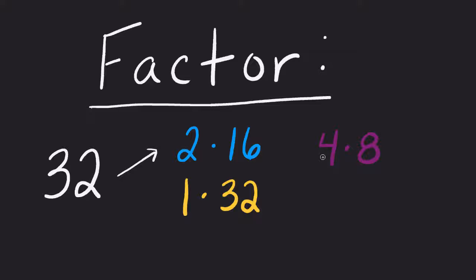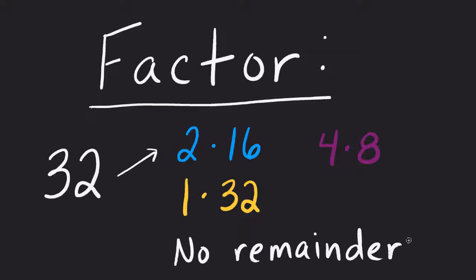So you can see that we have many different combinations here. The key is that we want no remainder. So it's got to go in perfect. It's got to go in evenly. That's kind of the key to this, is that the number has to go in without a remainder.